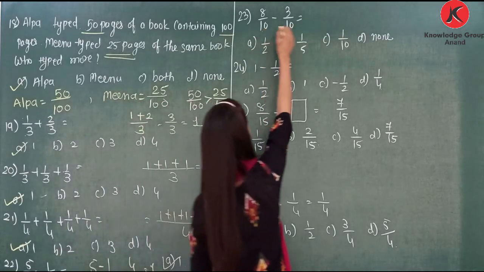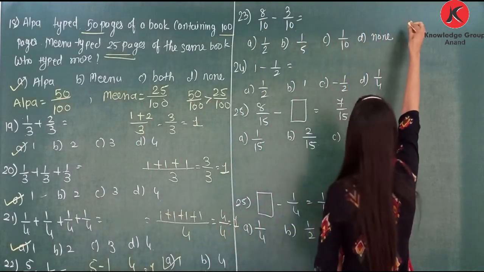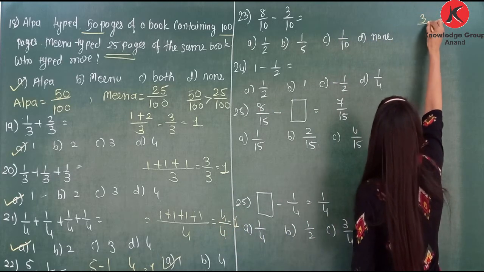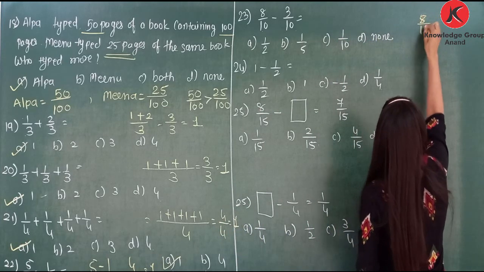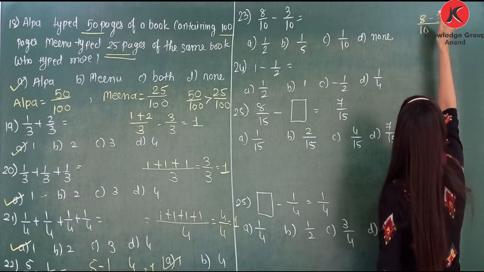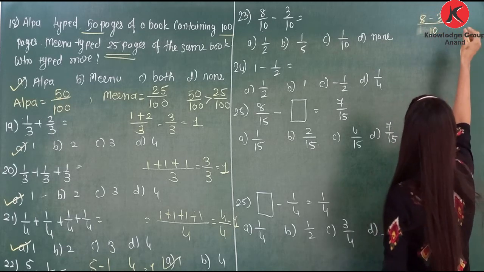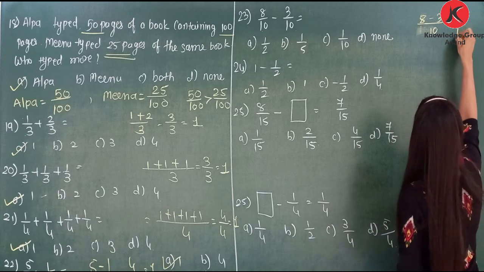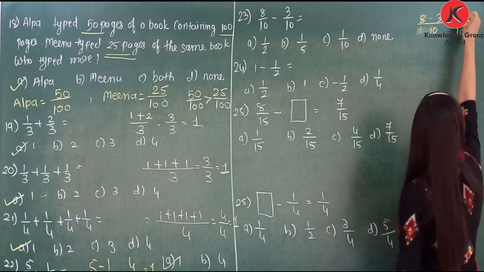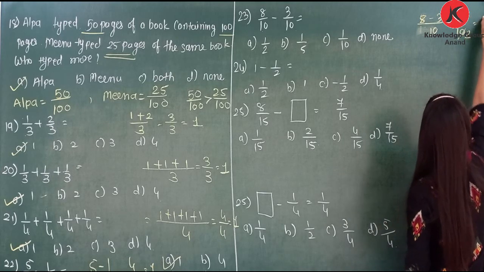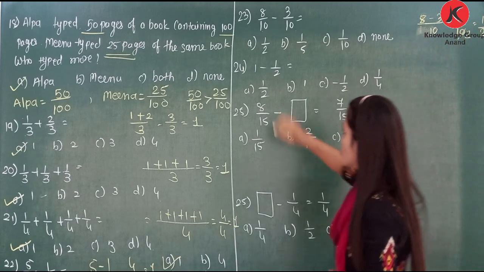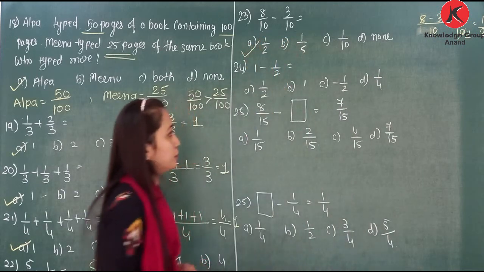Now next one, 8 by 10 minus 3 by 10. Again you can see the denominator is the same, so we can solve it here. 8 minus 3 by 10, so that is 5 by 10. Now convert this into simplest form. 5 twos are 10, so it is 1 by 2. So the answer is option A.